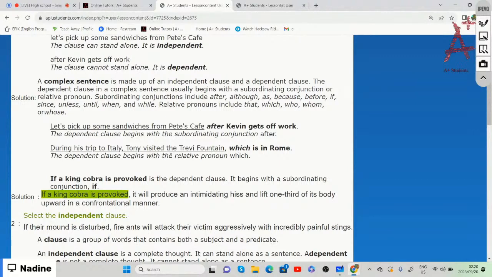And then, during his trip to Italy, Tony visited the Trevi Fountain, which is in Rome. Also, the part that's underlined is an independent clause, and the part in bold is a dependent clause that begins with a relative pronoun, which.